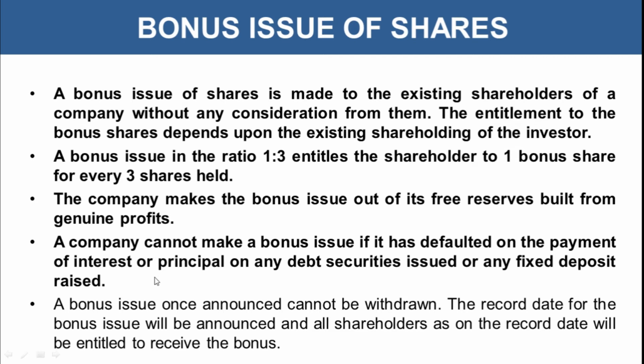So it says that a company, if it has defaulted on the payment to that debt securities, it cannot issue bonus shares. So first priority should be of paying to the debt investors. So paying them their fixed amount and not defaulting on their payments. After that only, the company can take the decision of issuing bonus shares to equity investors.